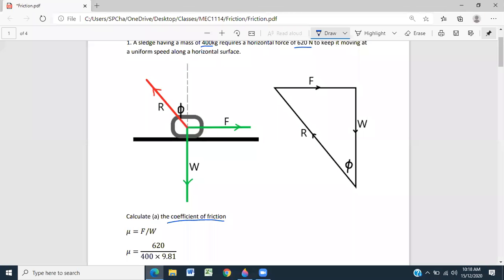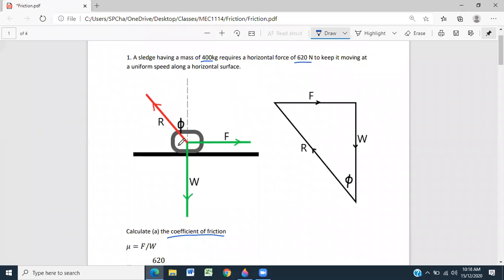Let's set up our diagram. Here, we have some object, 400 kilograms. Downward, we know weight, so we just multiply this by 9.81. It requires a horizontal force of 620 newtons to keep it moving at a uniform speed along a horizontal surface. To keep it moving, it's not accelerating. We're just keeping it moving at a uniform speed. So what that tells us is that the system is in equilibrium, essentially.